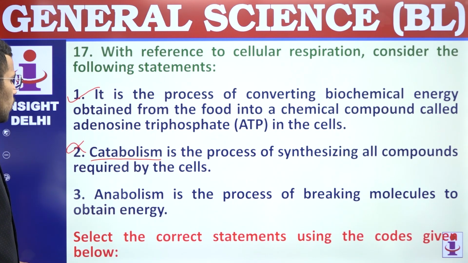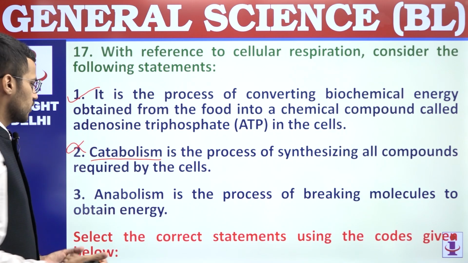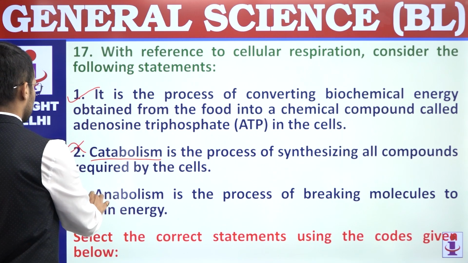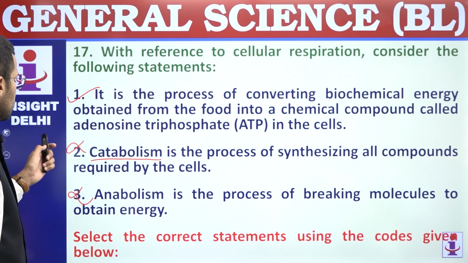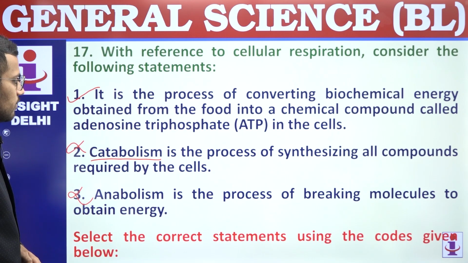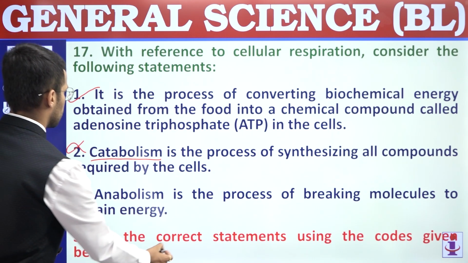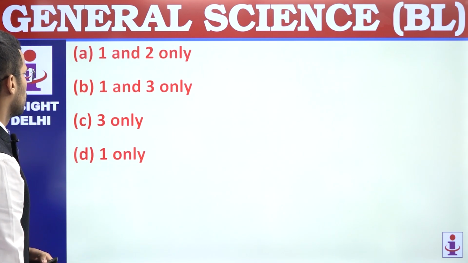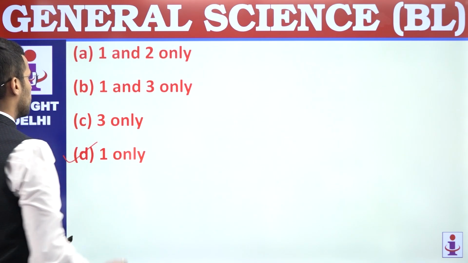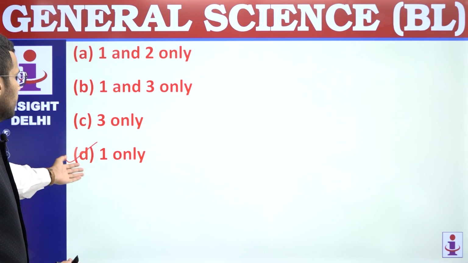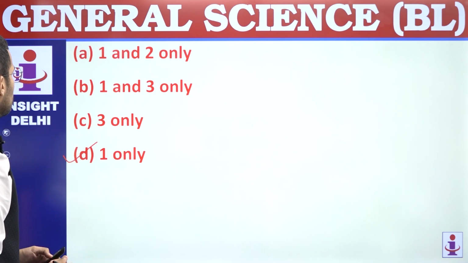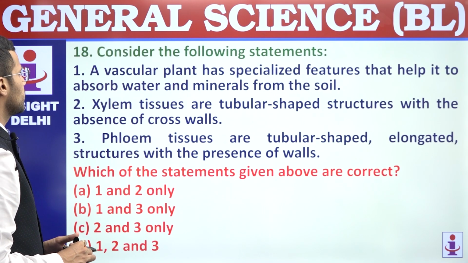Third, anabolism is the process of breaking molecules to obtain energy. So it is not anabolism, it is catabolism. And that's why third statement is also incorrect. So first statement is correct, second and third statements are incorrect. We are supposed to find out correct statements only. So answer is D, 1 only. Question number 17, answer is D, 1 only.